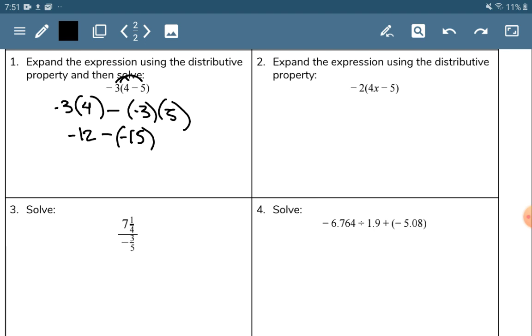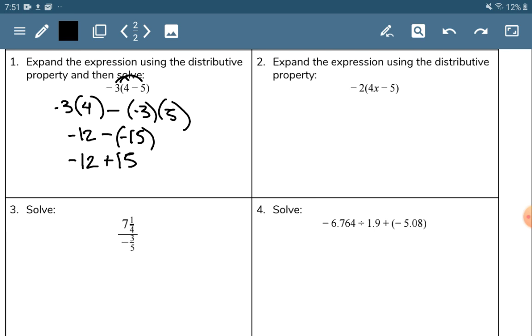When I read this next step out loud, it's read as negative 12 minus negative 15. As we mentioned, whenever we say the word minus, we want to rewrite it with keep, change, opposite. So I'm going to keep negative 12 the same, change subtraction to addition, and the opposite of a negative 15 is a positive 15. Now you are able to solve this.